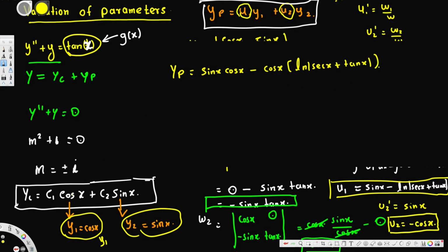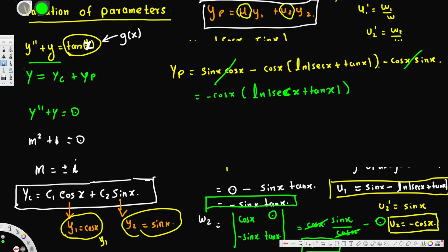Now we have u1 times y1, then u2 times y2. u2 is minus cos x and y2 is sine x, so minus cos x sine x. Here you can notice one thing, that is sin x cos x minus cos x sin x, same thing. Here we have plus and minus, we can cancel each other and we will end up with this one. The particular solution is equal to minus cos x times ln sec x plus tan x. Now we have the particular solution.